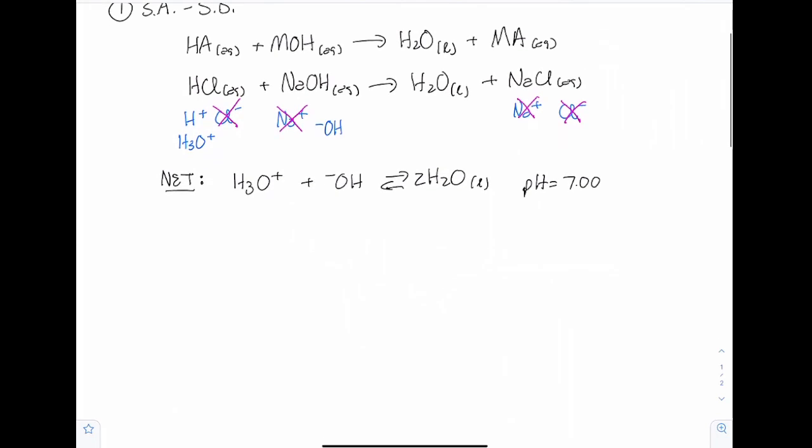If I was to look at a weak base, actually, sorry, let's do weak acid first. So WA for weak acid, and then strong base, so SB, neutralization reaction. This time the weak acid is largely undissociated.